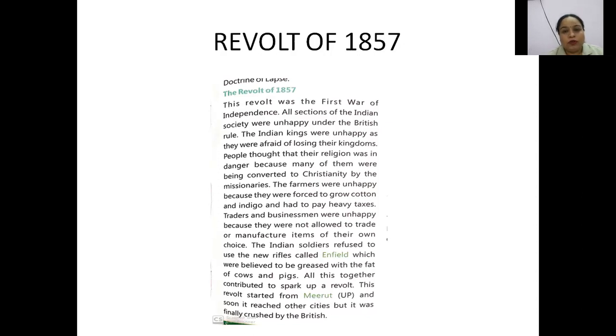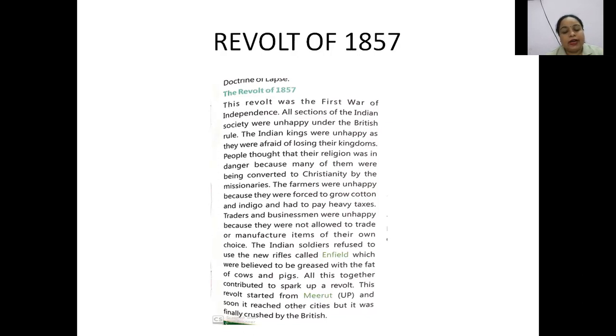So the kings were unhappy. Why? Because they were afraid that their kingdom would be taken away. And why were the farmers unhappy? Because they were forced by the Britishers to grow cotton and indigo, and the farmers had to give a large amount of heavy taxes.